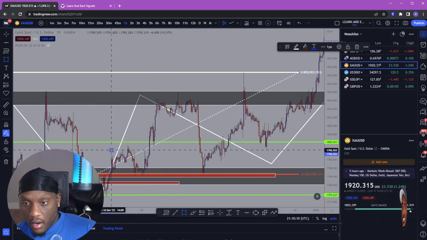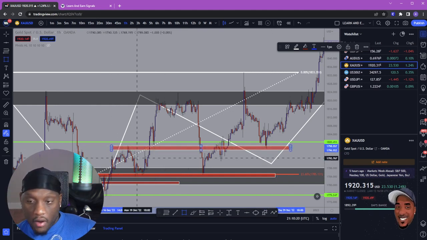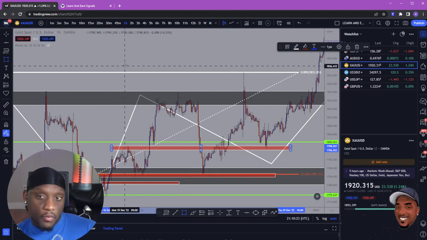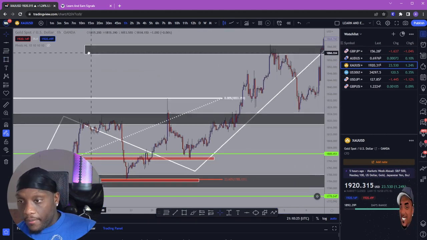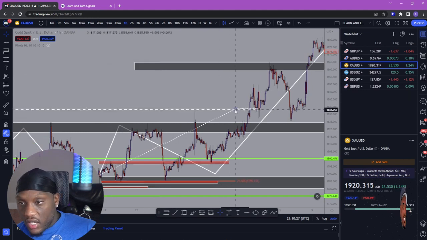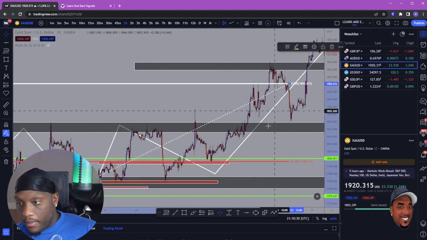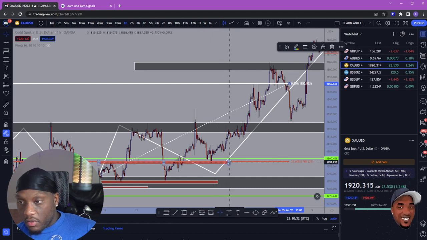Peep this one right here. We broke this one. We came back over here. Gold is all about your zone play, all about your zone play, right? And you can see in this defined area, every time I drag the fib up, wherever I have a zone, I have a 23.6.